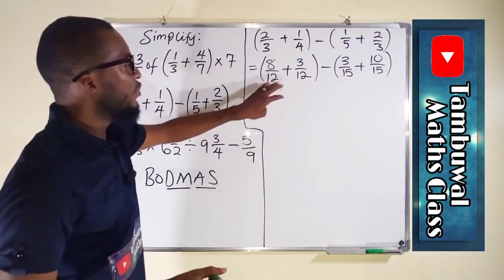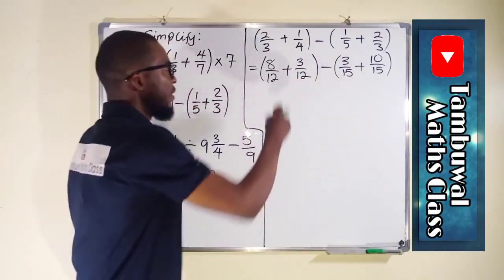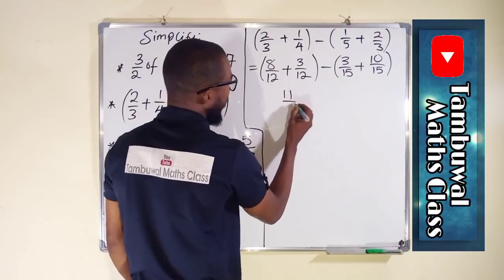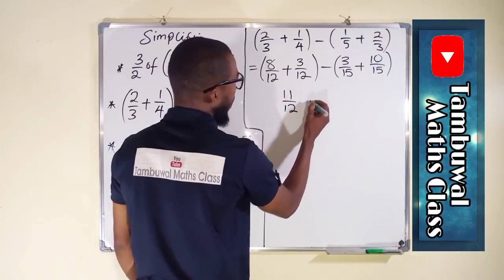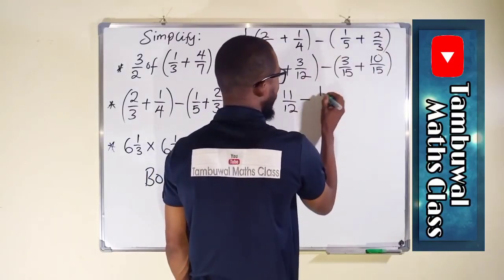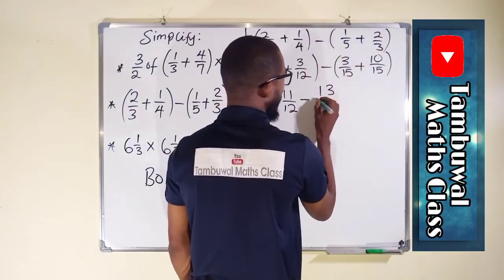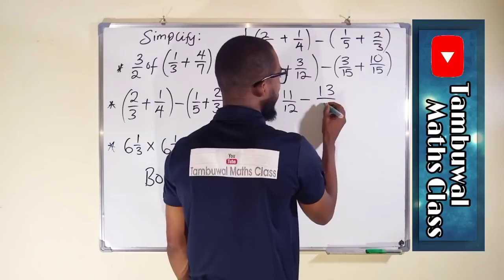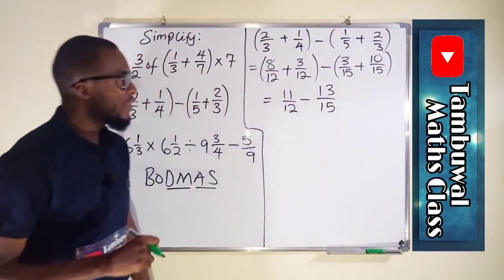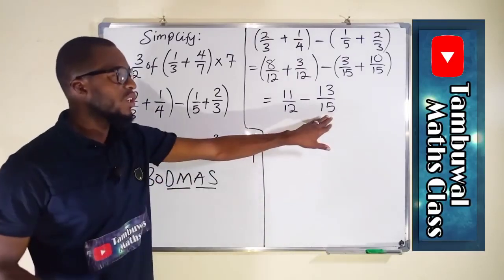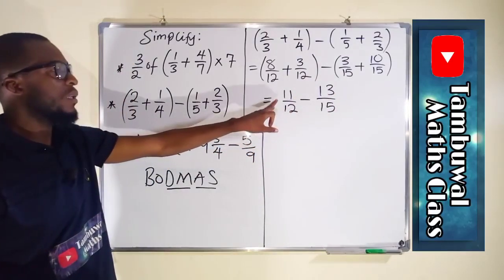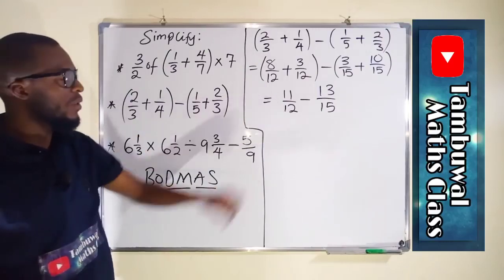So we are now free to simplify these brackets. This plus this is 11. So we have 11 out of 12 minus this plus this is 13 out of 15. So this is what we have left. We want to subtract 13 over 15 out of 11 over 12.